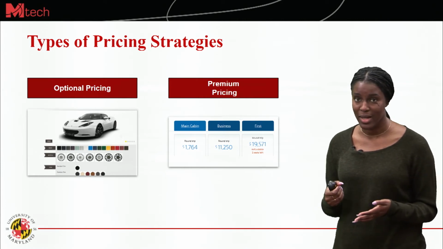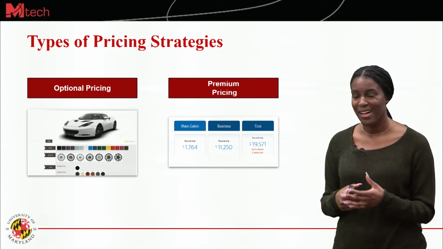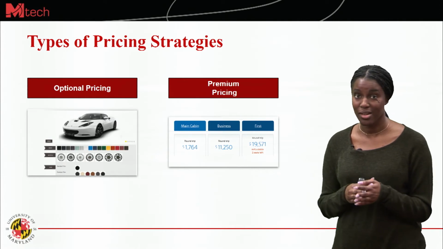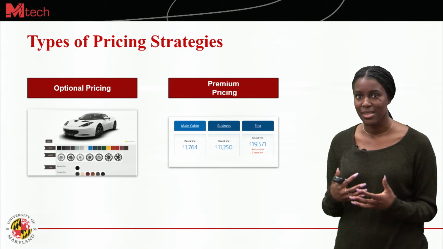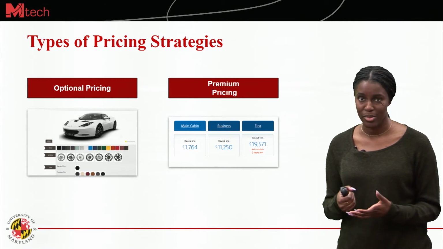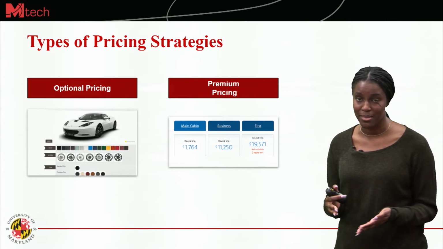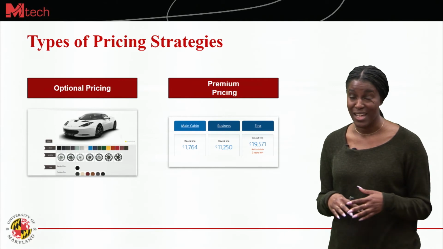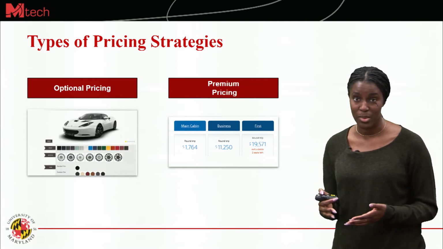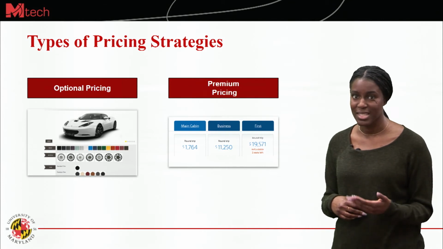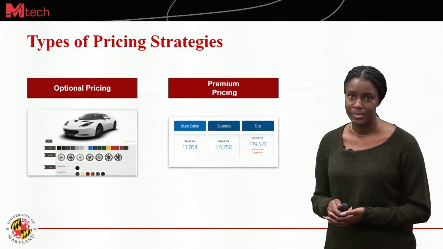And then with premium pricing, you're really charging a high-level price, not based on the cost, but really based on the perception that something that is expensive is more valuable. So you'll see with luxury items, a lot of times they're priced at very high price points, and their competition is often in that range as well, so that they can convey that this is a high-value product.